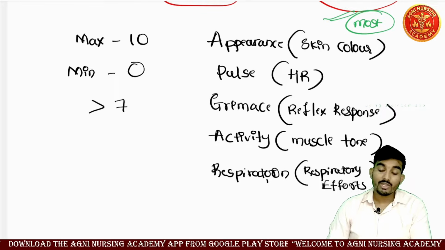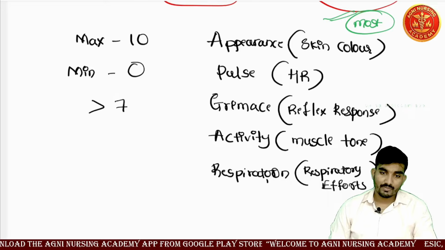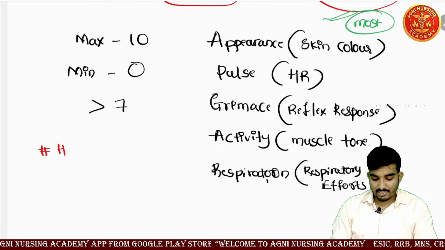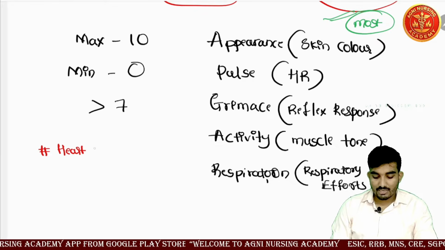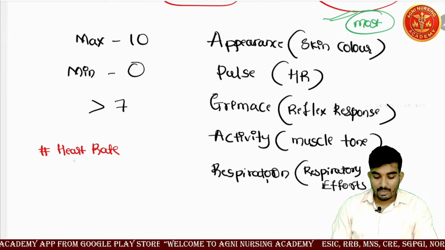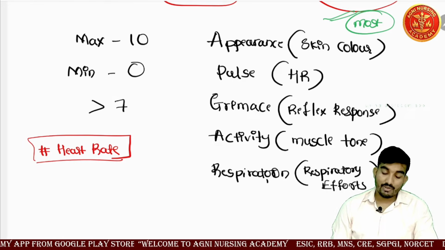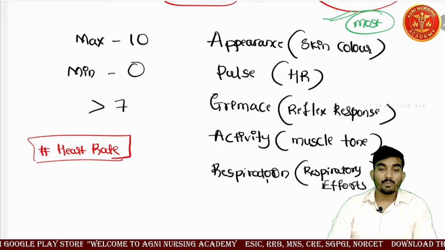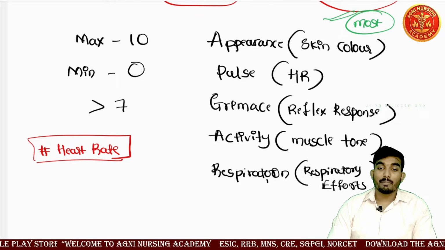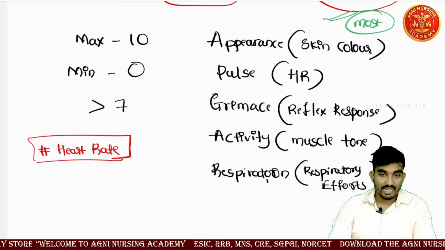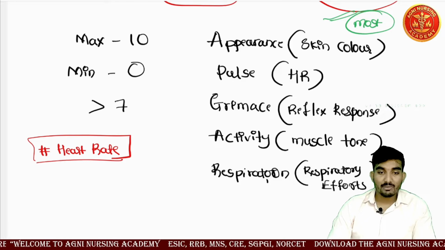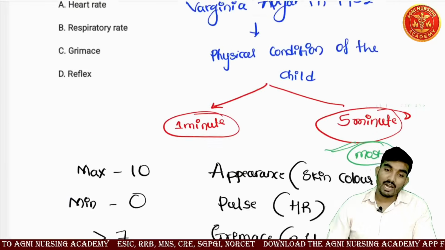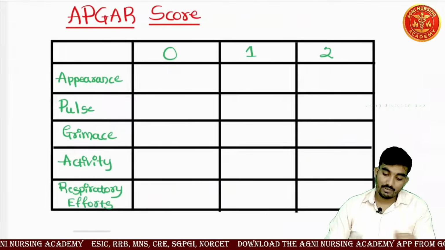Now, the most important parameter in the Apgar score is heart rate. Heart rate is the most important parameter because when we start resuscitation and give positive pressure ventilation, it is based on the heart rate of the child only. That's why the important parameter in the Apgar score is heart rate. Now we will see how we give the Apgar score.